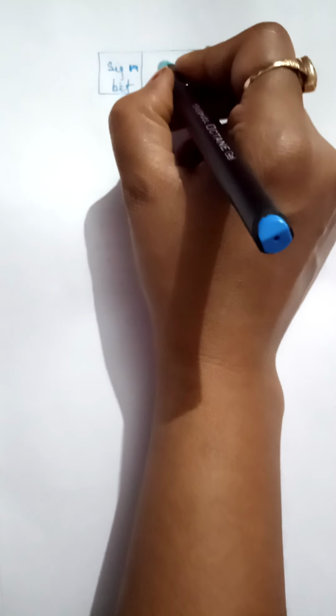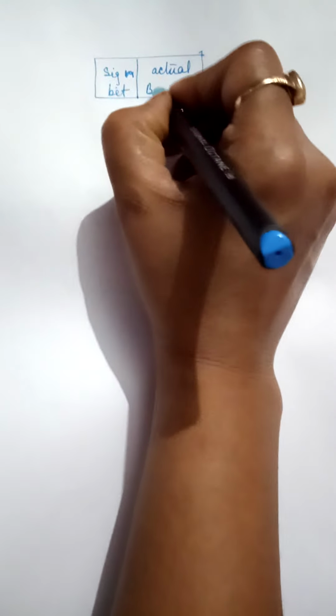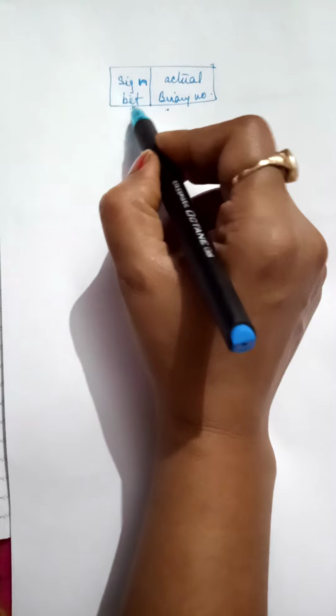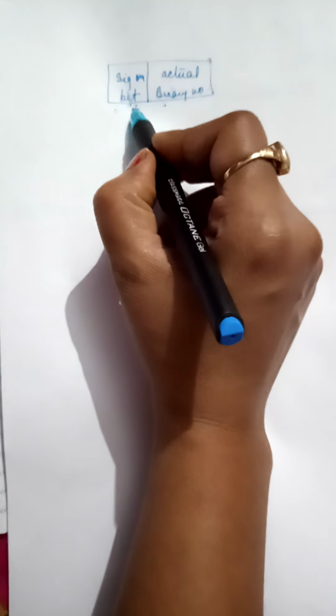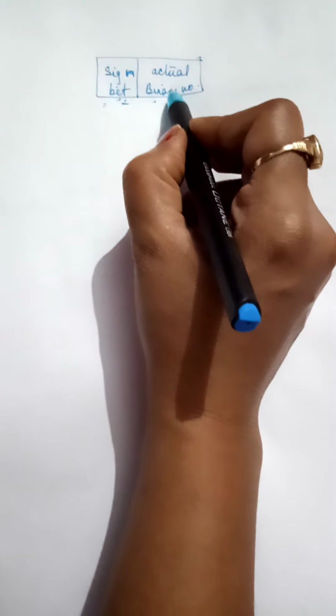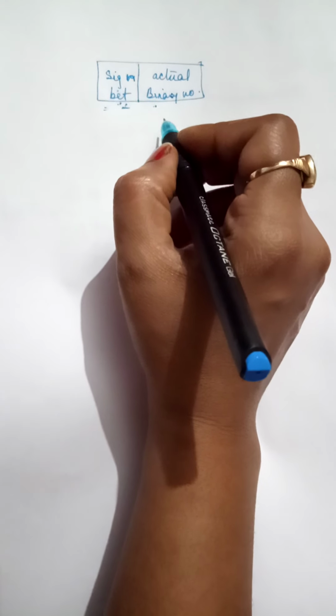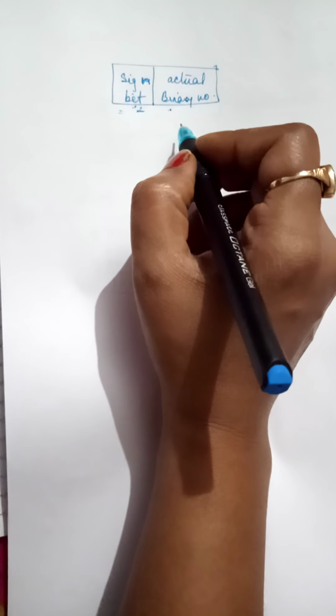So what is the syntax for sign magnitude? There will be two things. One will be the sign bit and another will be the actual binary number. The syntax of sign magnitude will be like this: the sign bit will be there as the MSB, the most significant bit, on this side, and then the actual binary number. So plus will be considered as 0 and minus will be considered as 1.